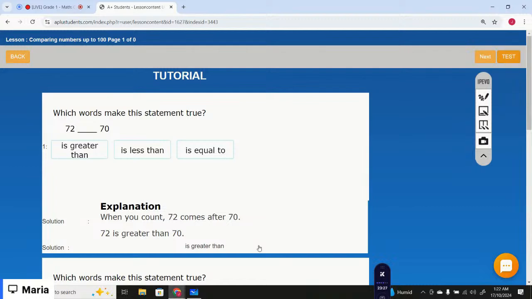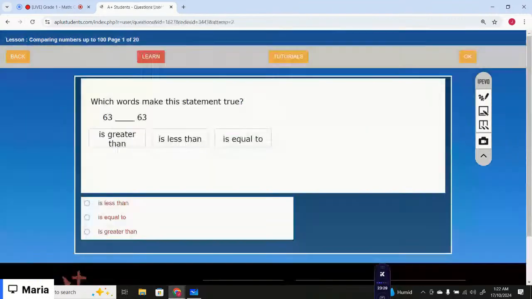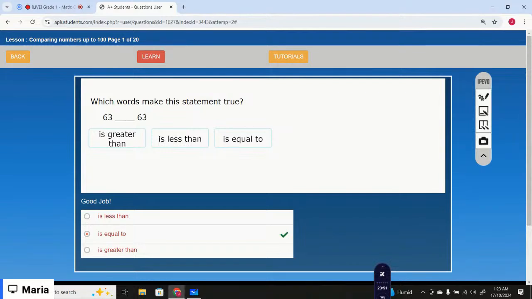Let's just start with the test questions. Let's see how we compare the numbers up to 100. Which words make the statement true? 63 and 63. 63 is equal to 63, right? They are exactly the same, so they are equal.